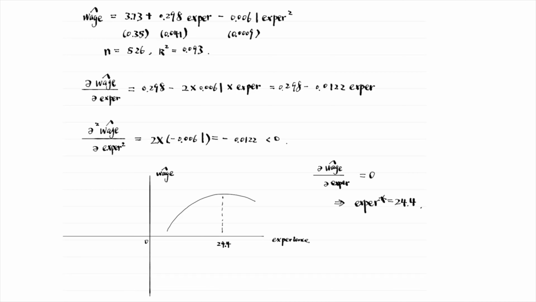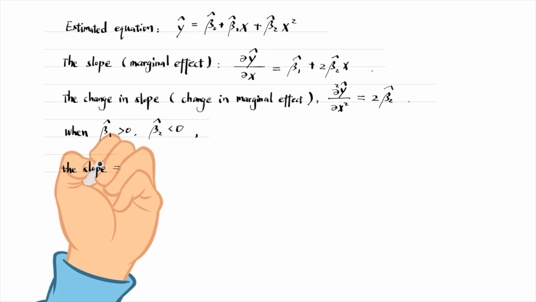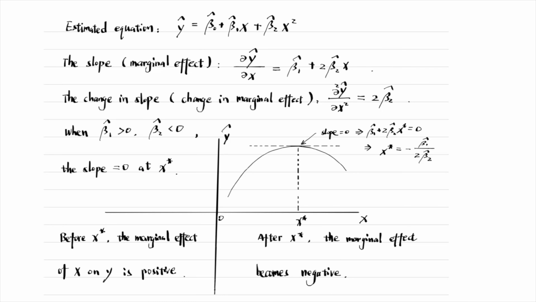For curves like this, we can always find a turning point at which the slope equals 0. At the turning point x star, the marginal effect becomes 0. Before x star, the marginal effect or the slope of the curve is positive. After x star, the marginal effect or the slope of the curve becomes negative. We equate the slope to 0 and find that x star equals minus beta 1 hat divided by 2 times beta 2 hat.